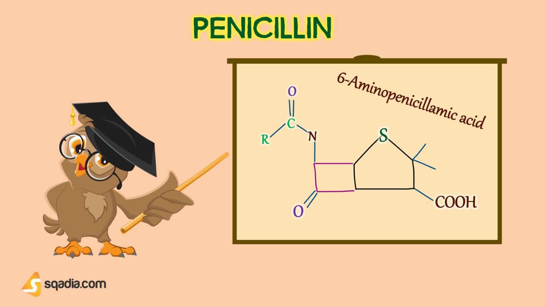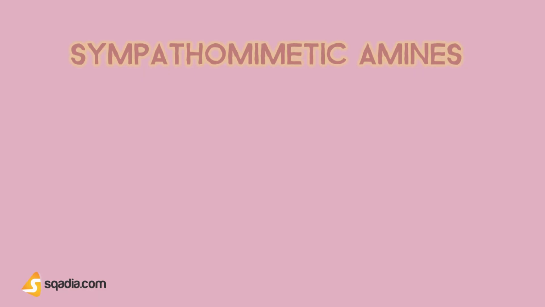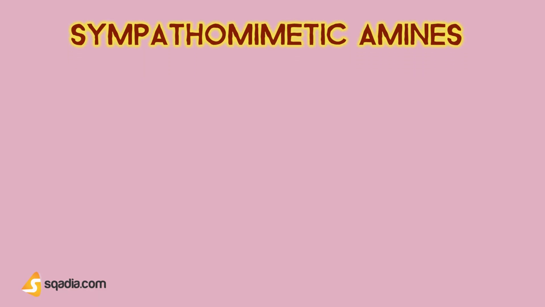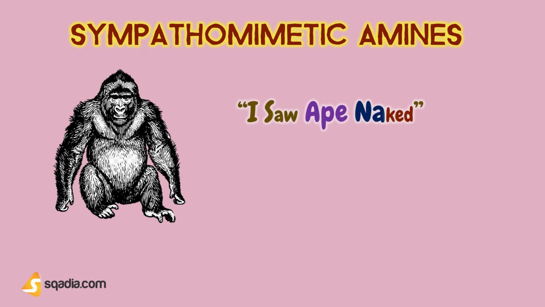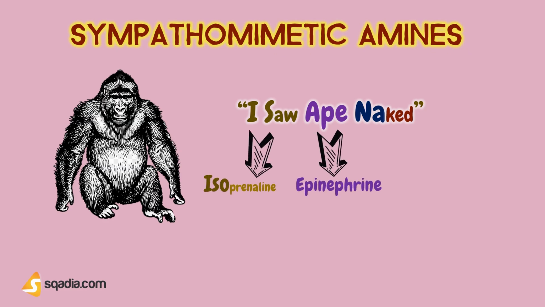The next mnemonic will help you memorize some directly acting sympathomimetic amines. And the mnemonic is, I saw ape naked, where I saw indicates isoprenaline, APE can remind you of epinephrine, and NA of naked can help you remember noradrenaline.